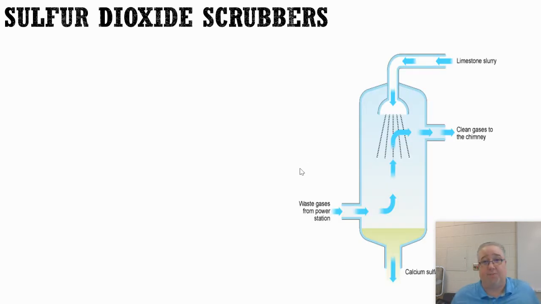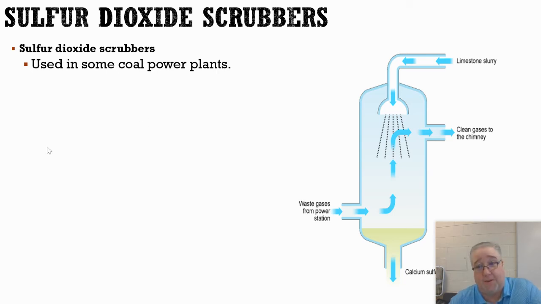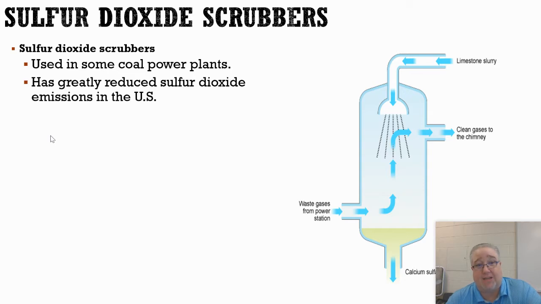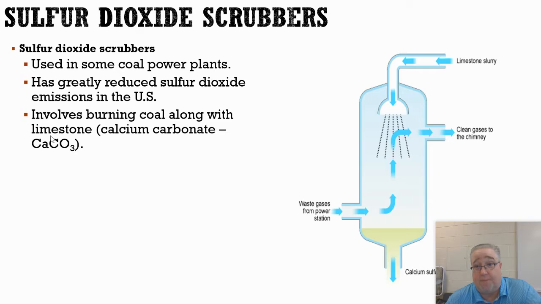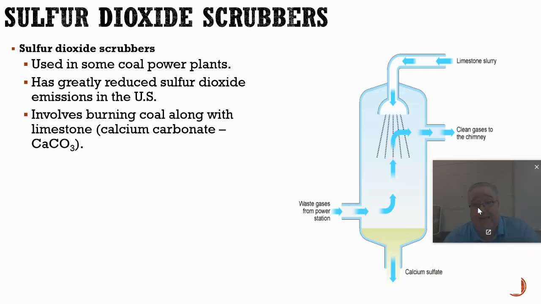Now, to combat this problem with sulfur and sulfur dioxide, which is one of our 6 criteria air pollutants, a lot of power plants, especially in the developed world, use something called sulfur dioxide scrubbers. The nice thing about sulfur dioxide scrubbers is that they completely limit how much sulfur dioxide can be released into the environment. It really minimizes that. Now, how they work, it's actually really, really easy.